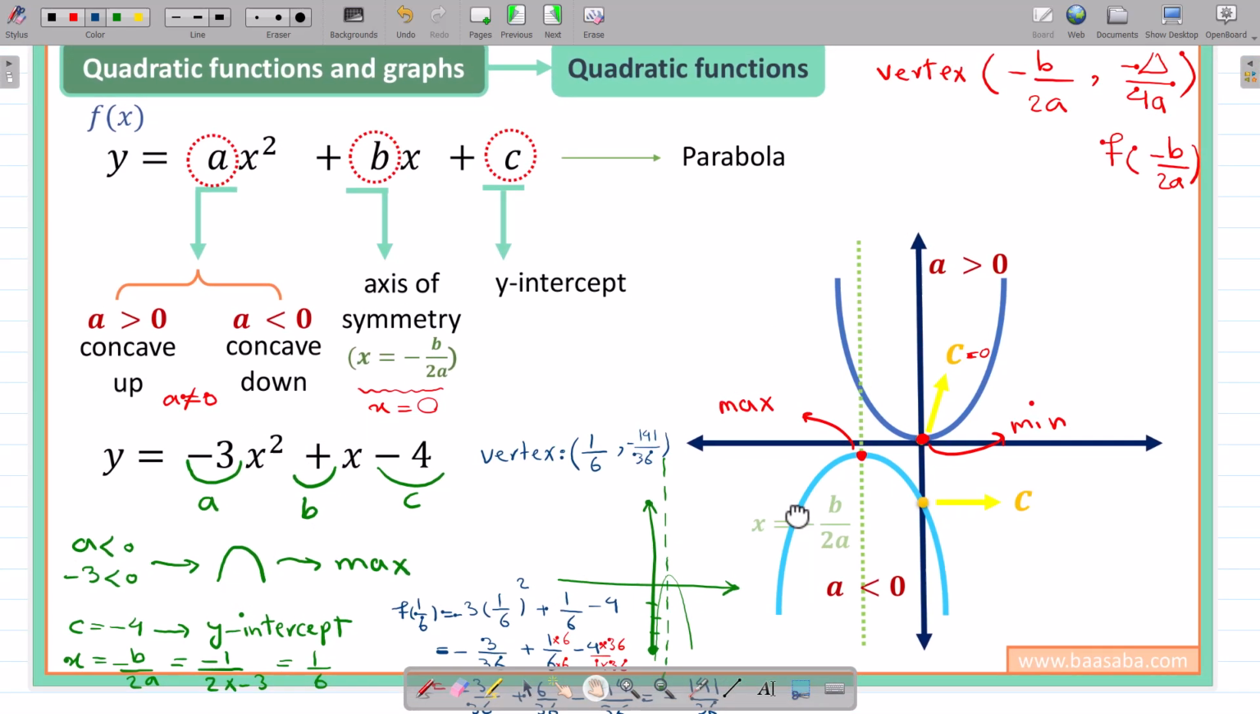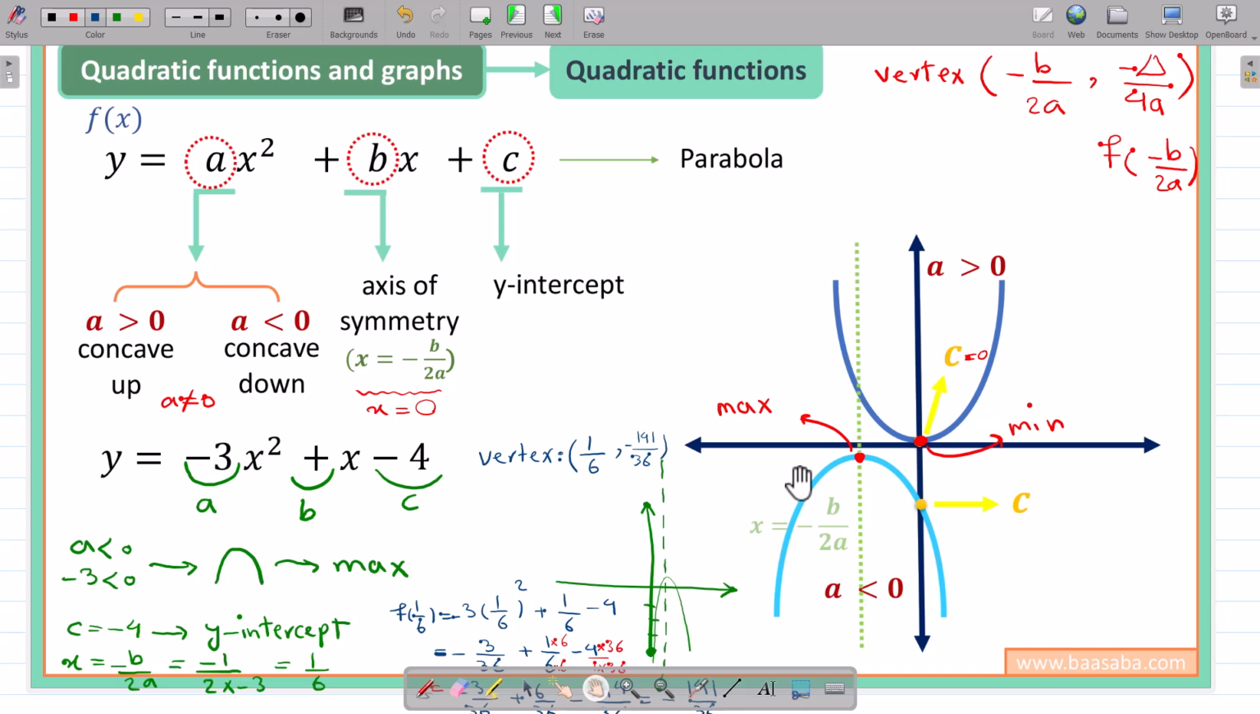So here is what we know. Please keep watching the next video to know all about quadratic functions.